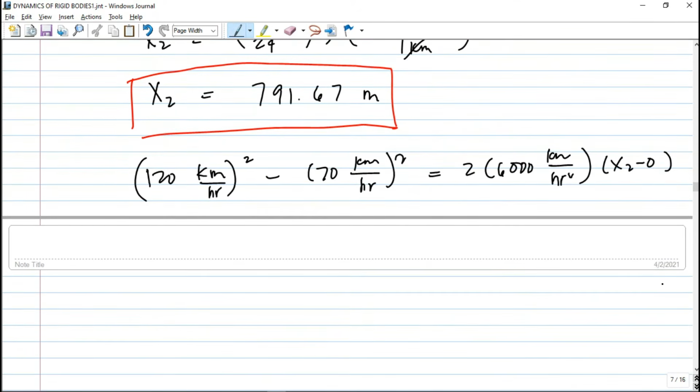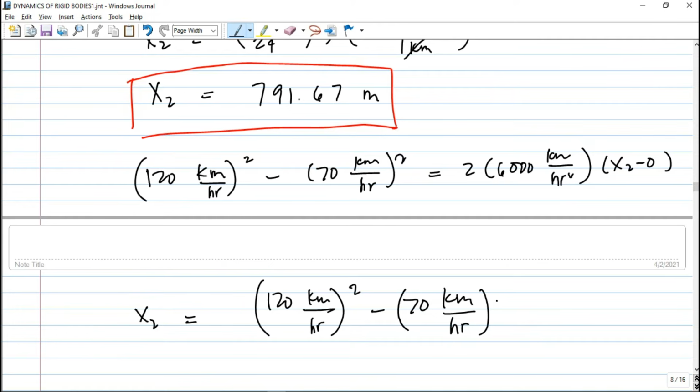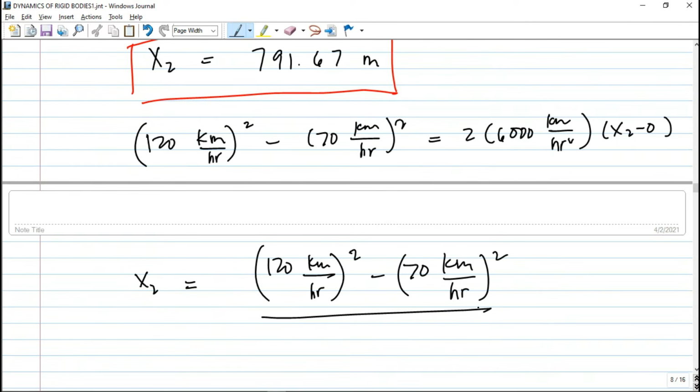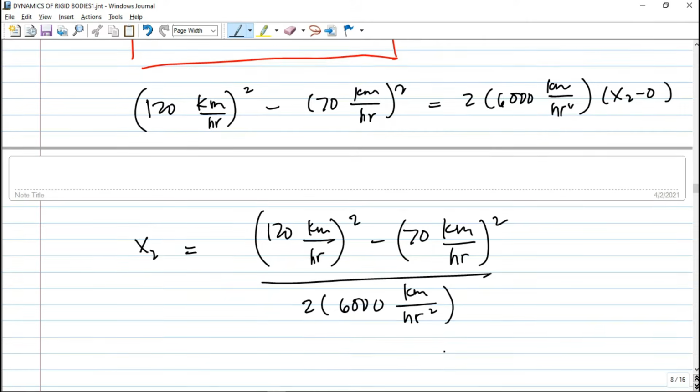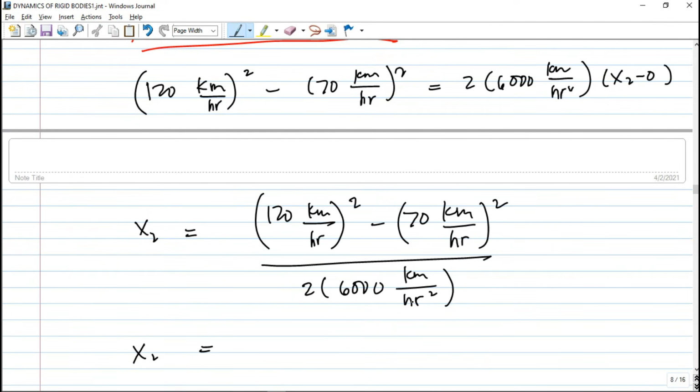So therefore, x sub 2 is just equal to 120 kilometers per hour squared minus 70 kilometers per hour squared. Divide both sides by 2 times 6,000 kilometers per hour squared. So x sub 2 is also in kilometers. Then of course, we convert to meters, so 1,000 meters per 1 kilometer. We have here 19 over 24 kilometers times 1,000.